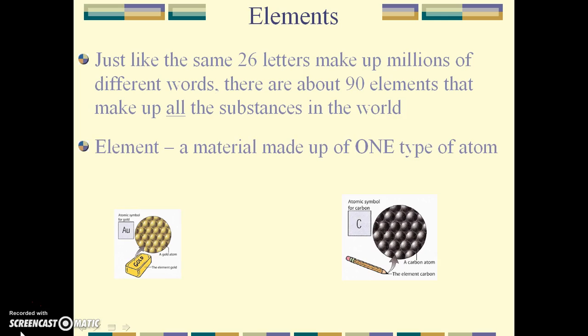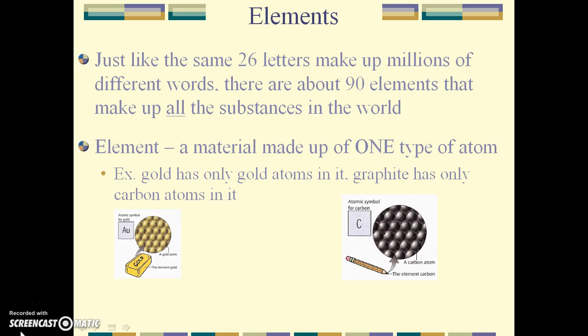An important definition is the definition for element. An element is defined as a material made up of one type of atom. So for example, gold has only gold atoms in it, as you can see here. And graphite, which is what your pencil lead actually is. It's not lead, it's graphite. Graphite only has carbon atoms in it.